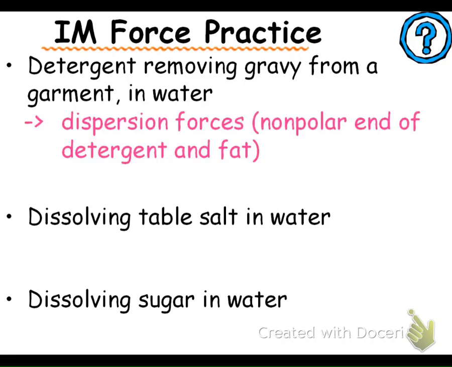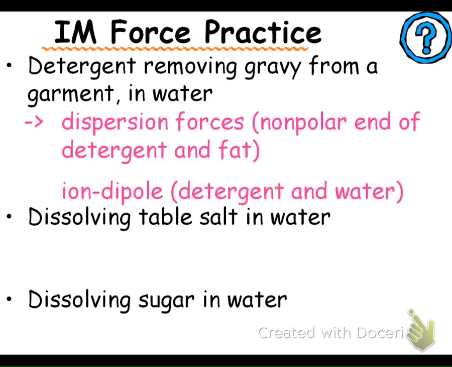Basically what you're looking at is that there are actually 2 things present here. Okay, and this is why detergent works. Detergent has a nonpolar end, and that nonpolar end will actually dissolve the nonpolar fats and greases that might be considered present in a stain. So the detergent's nonpolar end would be dispersion forces.